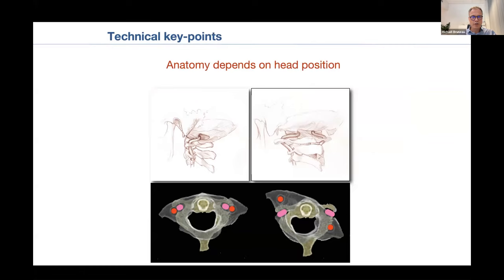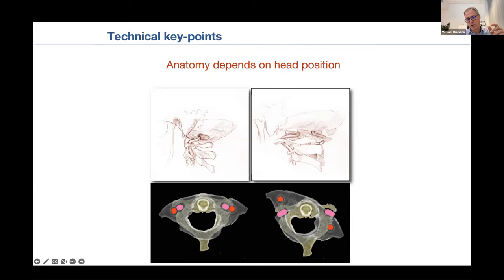Regarding some technical points, you have to know, and it is truly crucial, that the anatomy depends on the head position. If you look at this view, which is a neutral position, both segments below C1 and above C1 are in fact perpendicular. But as soon as you turn the head, for example turning the head to the right, the left transverse process is pushed anteriorly with the head. The more you turn the head, the more both segments above and below C1 become parallel. It completely changes the anatomical relation at this level, and it's important to know how to place the patient according to the area that you would like to reach and where the tumor is located.